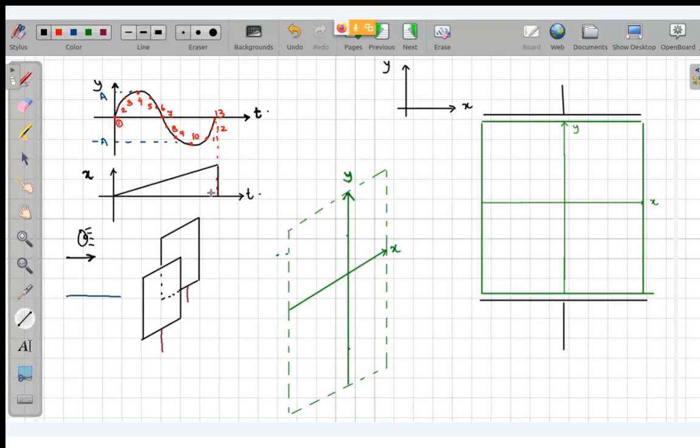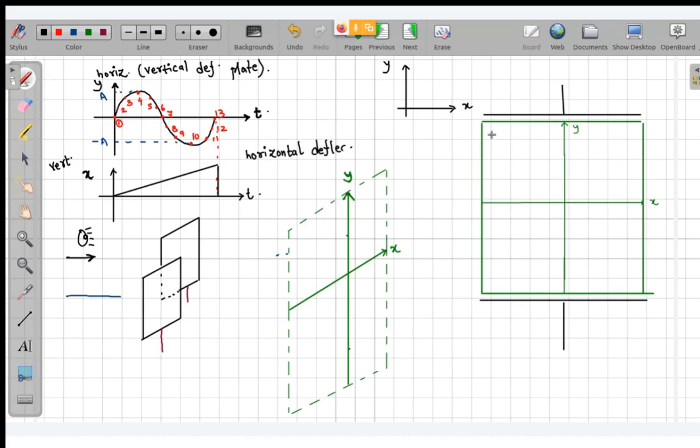Please understand very carefully what I told. This signal was given to what? This was given to your horizontal plate. So I will write over here horizontal plate or vertical deflecting plate, and this signal with respect to time is given to your what? It is given to your vertical plate or horizontal deflecting plate. Please tell me, is it clear? Is it clear? Horizontal deflecting plate.